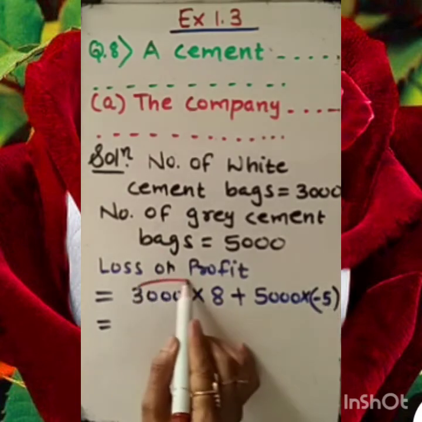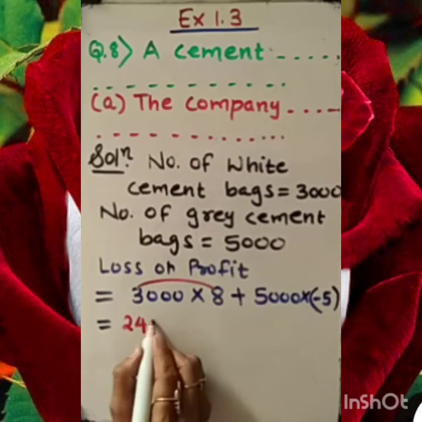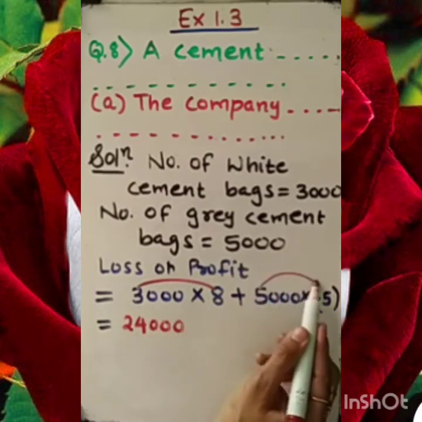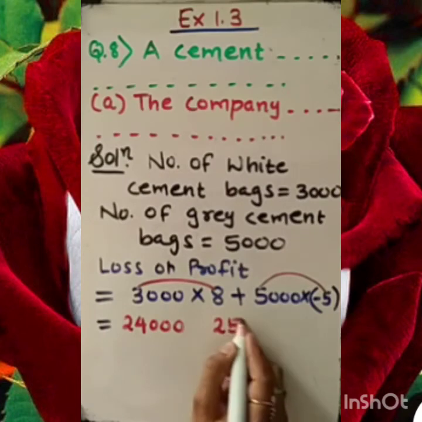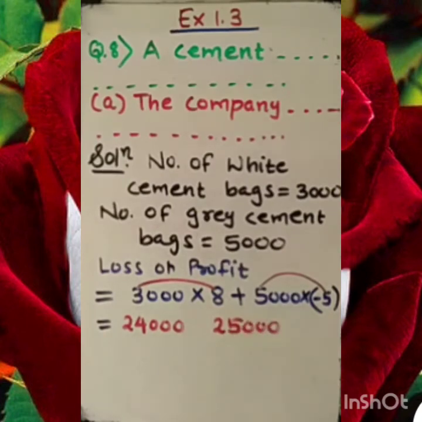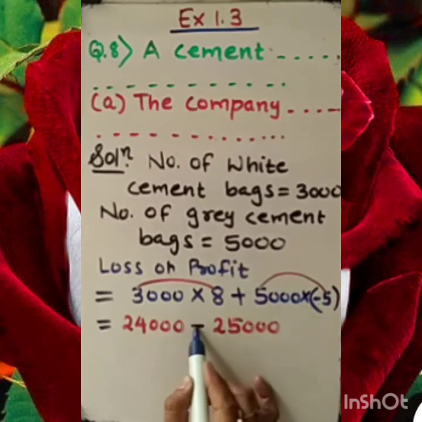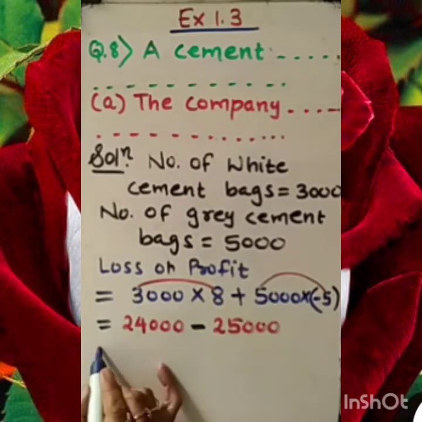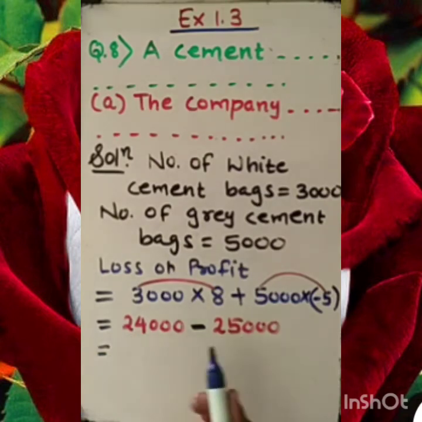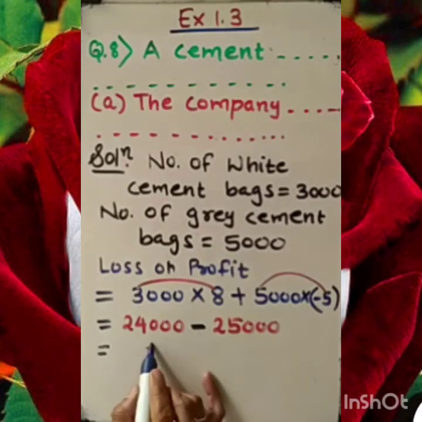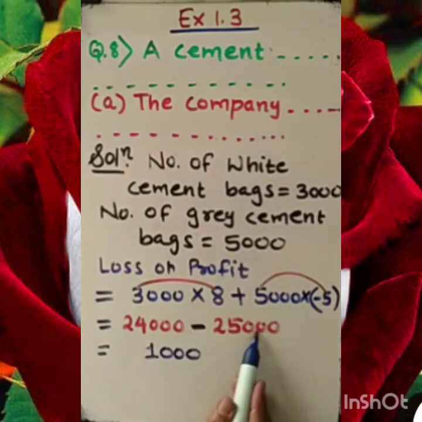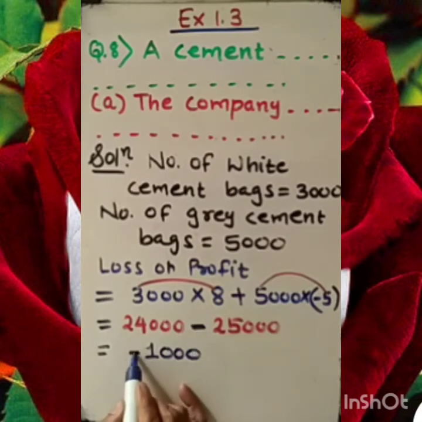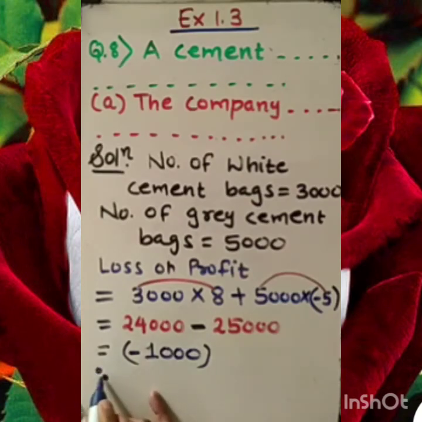Now you tell me: 3 8s are 24, and 3 zeros are there. 5 5s are 25, so this is 25,000, but as you know the minus sign is there, I need to write it minus here. If I subtract 24,000 from 25,000, I will have 1,000, but as the bigger number's sign is minus, I need to write it minus.